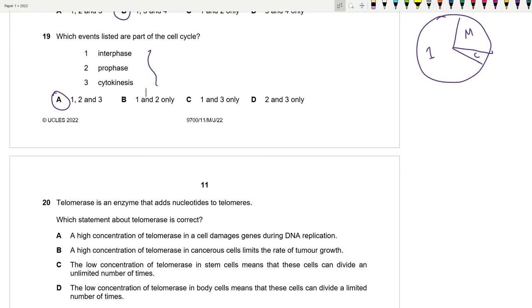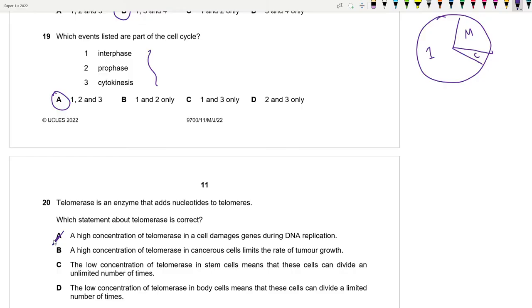20. Telomerase is an enzyme that adds nucleotides to telomeres. Which statement about telomerase is correct? Telomerase actually prevents the breakdown of the telomeres, prevents aging. A high concentration of telomerase in cell damages DNA during DNA replication. This is rather the complete opposite. A high concentration of telomerase in cancer cells limits the rate of tumor growth.